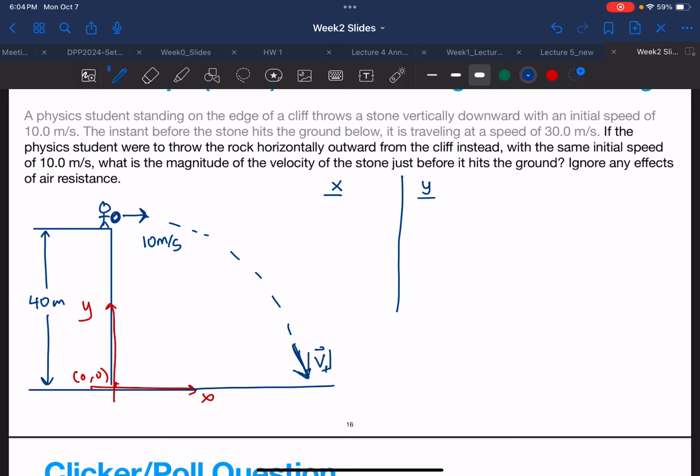In the x direction, we know v initial x is 10 meters per second. They tell us that the stone is being thrown horizontally outward at 10.